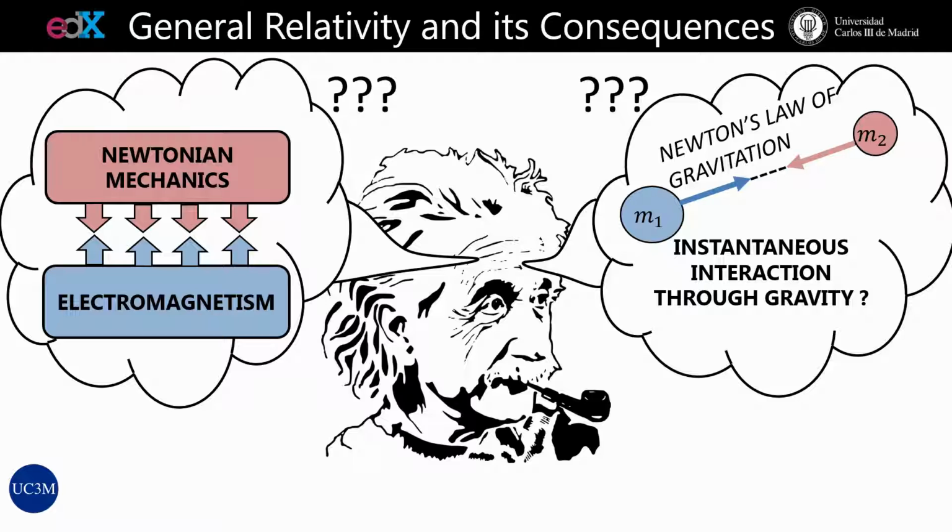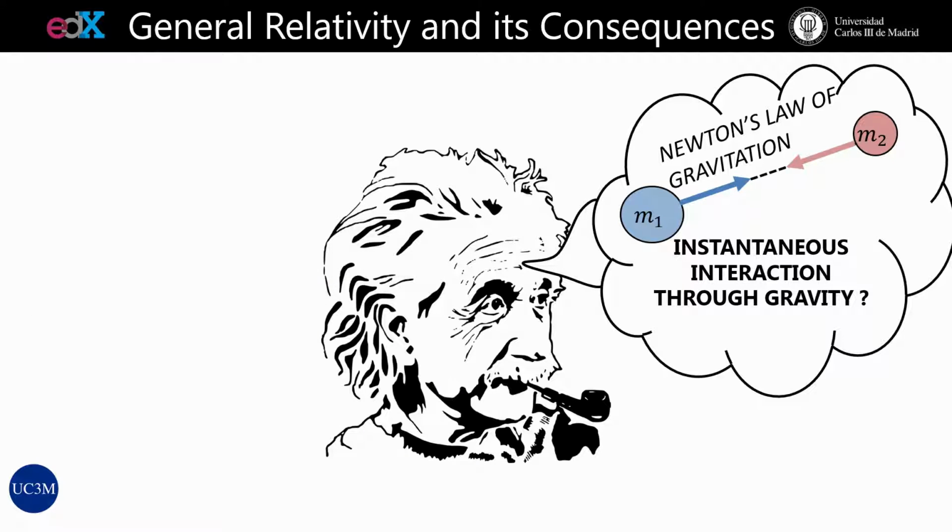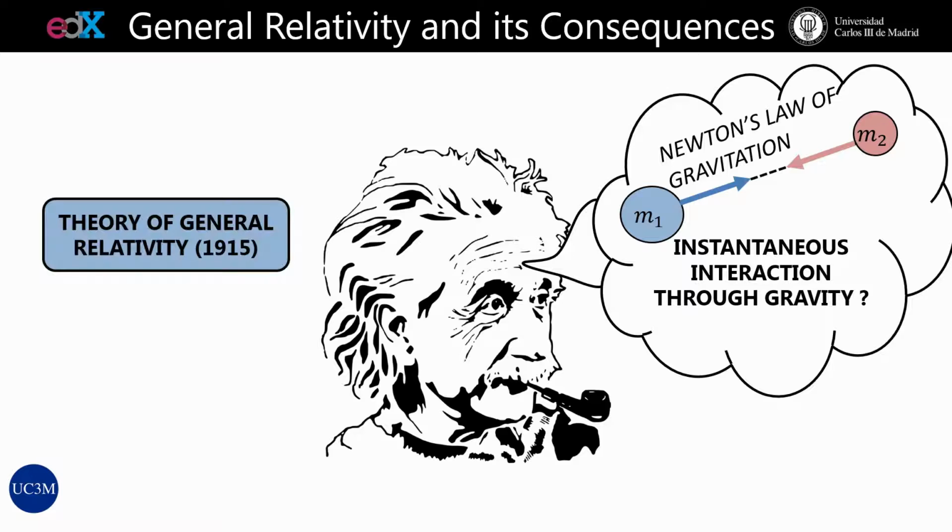As we have seen in the first video, with the theory of special relativity, Einstein thus solved the first problem. What about the second one? How can it be possible that two objects at a distance can influence each other instantaneously through gravity? The answer to this question is that it is indeed impossible, as shown by the theory of general relativity, formulated in 1915. Let us try to understand some basic ideas behind it.